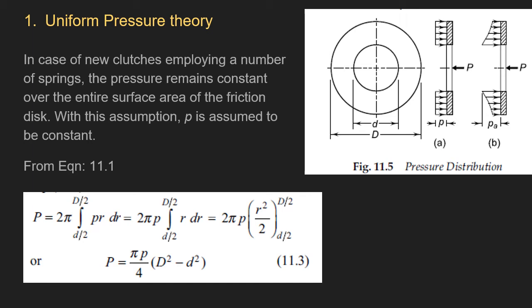Now, if you look at the force equation which we had previously seen, and assume pressure p to be constant, we can move p outside the integral and carry out the integration, and you will get the formula for the axial force as pi p by 4 into D square minus small d square. This is the formula for the force. Now we will look into the moment equation or the torque equation in the next slide.